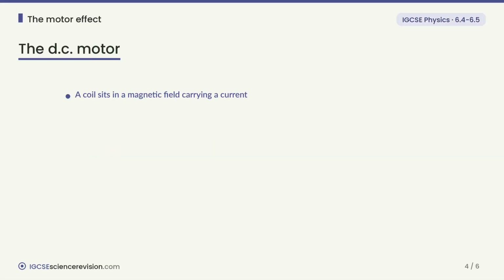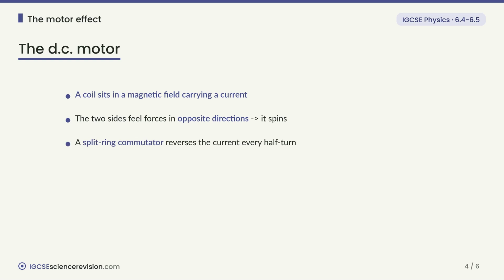A DC motor puts the motor effect to work. A coil of wire sits in a magnetic field with a current flowing through it. Because the current flows opposite ways along the two sides of the coil, the forces on those two sides point in opposite directions, one up, one down, which makes the coil spin.